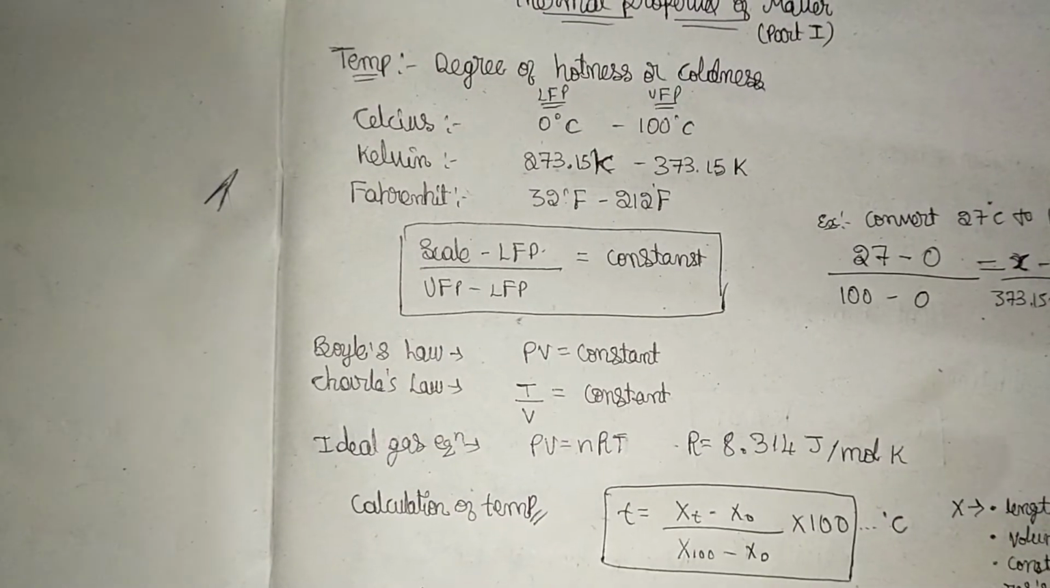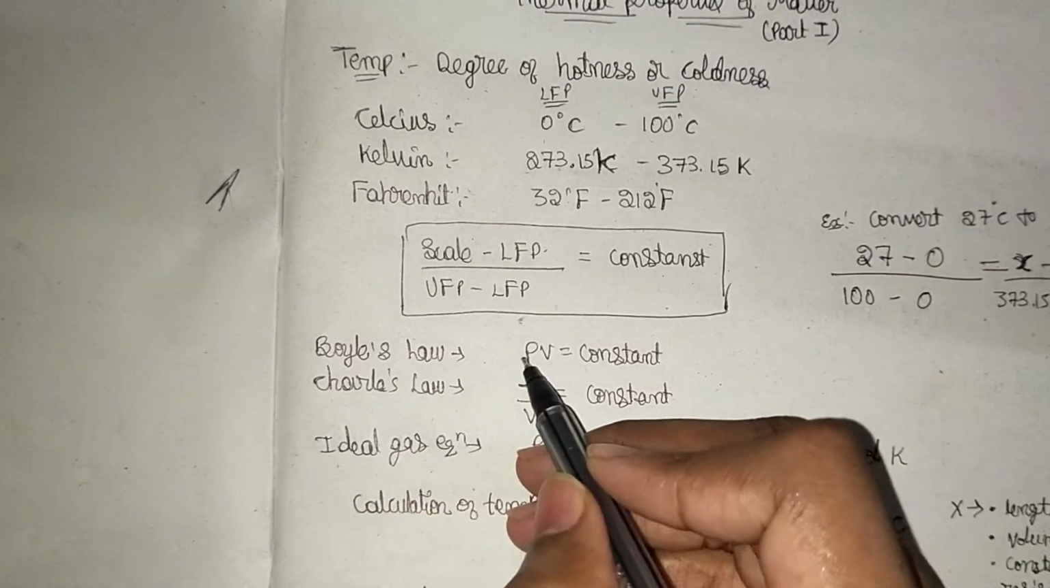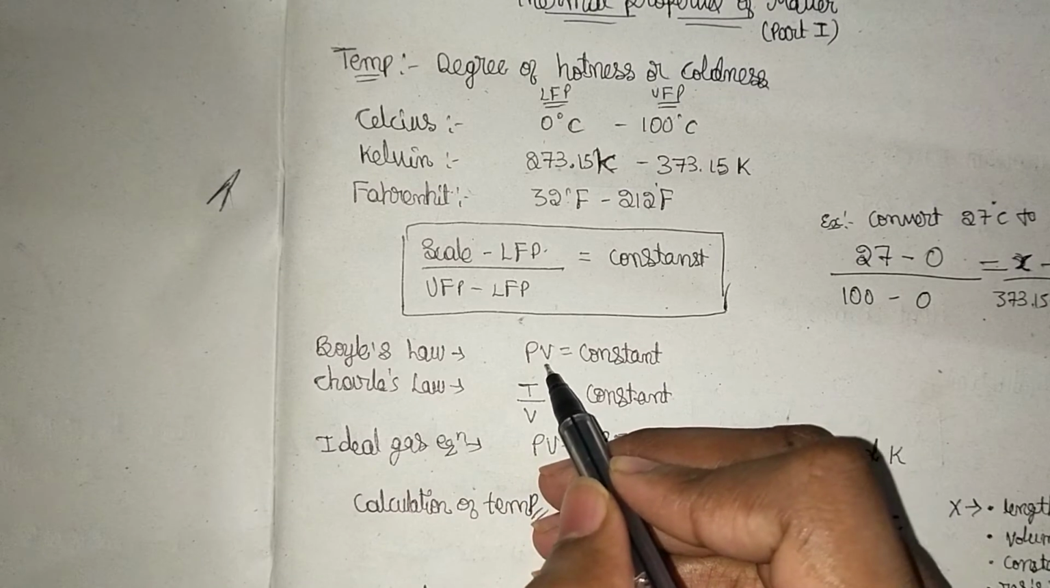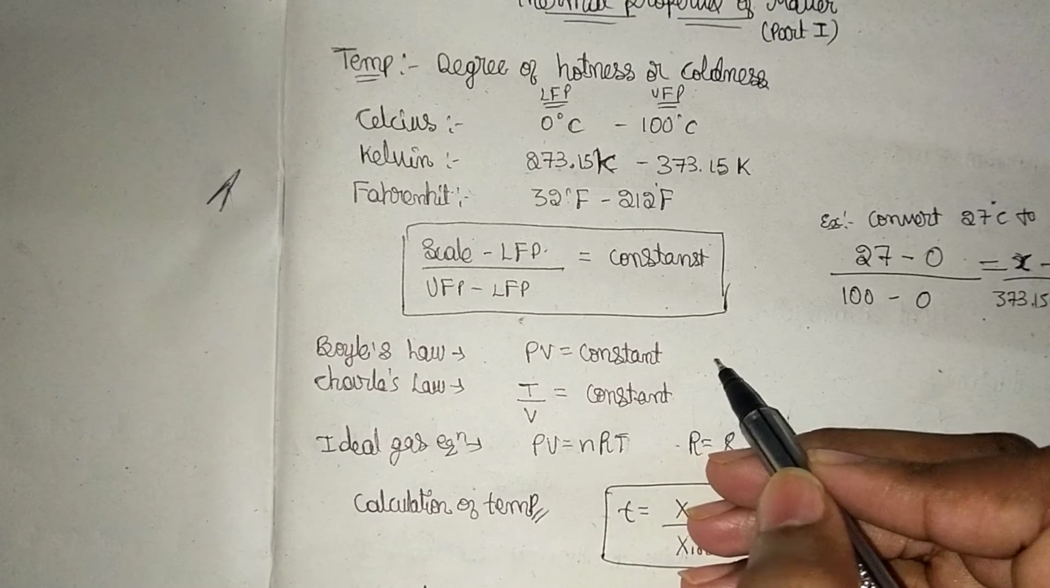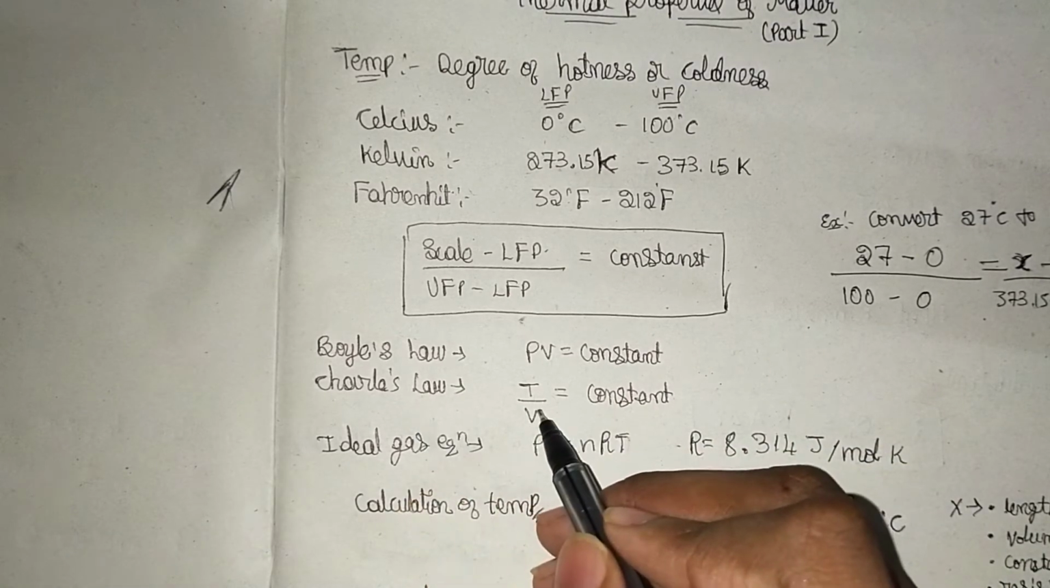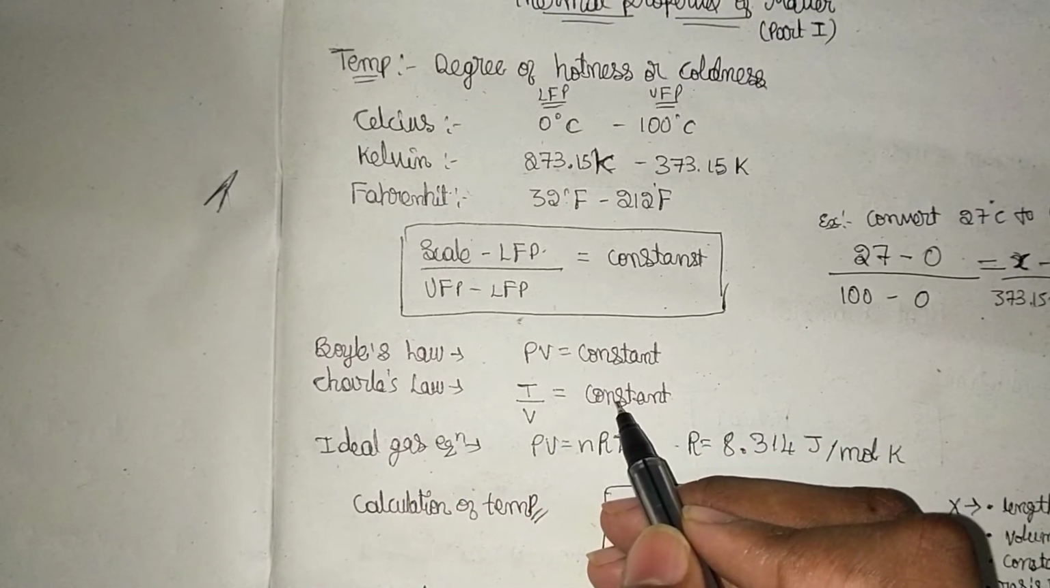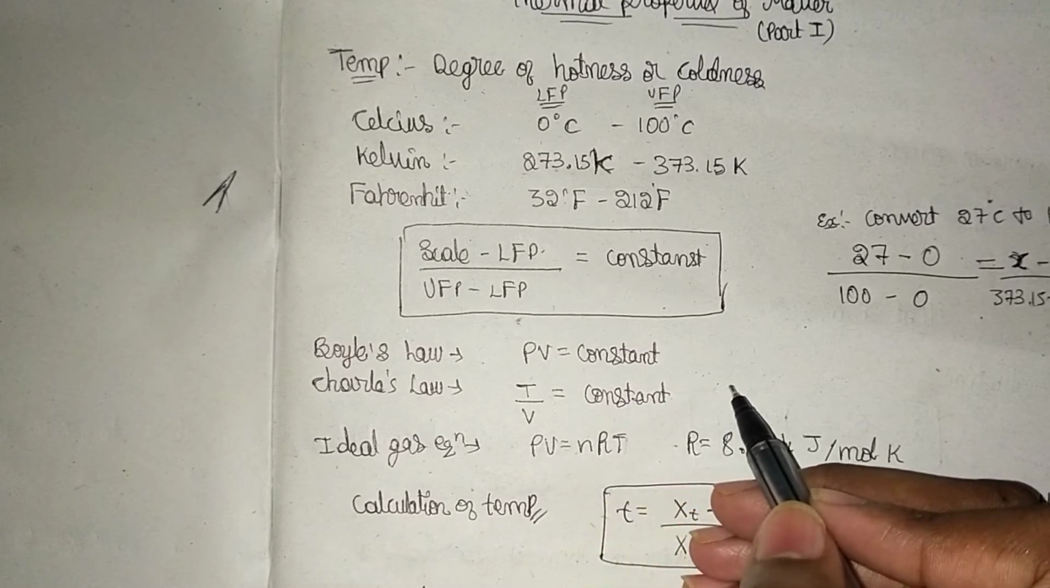There are certain laws of the thermal properties. The first law is Boyle's law, that is, the product of the pressure and volume is constant at constant temperature. And Charles' law is, the volume is directly proportional to the temperature, given pressure is constant.